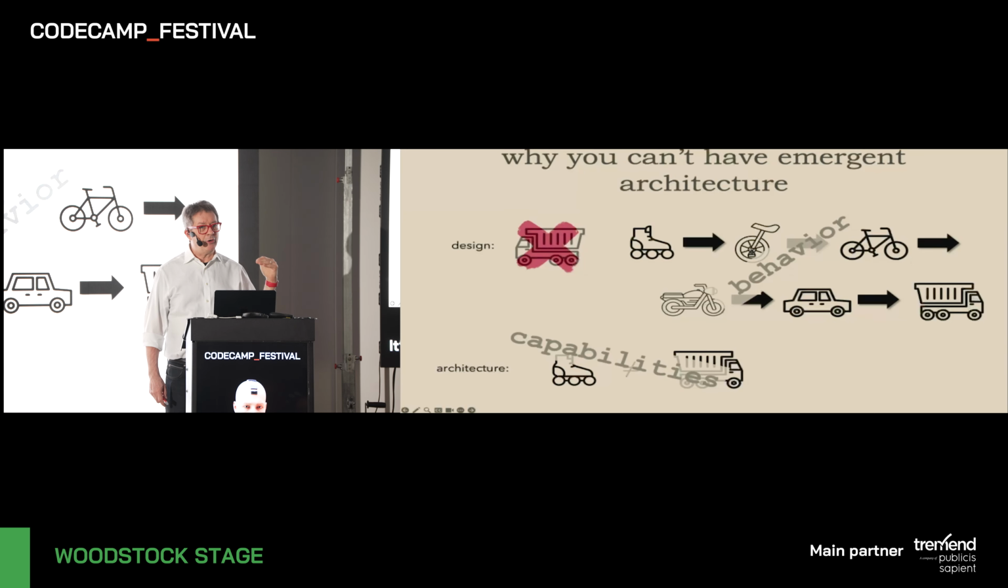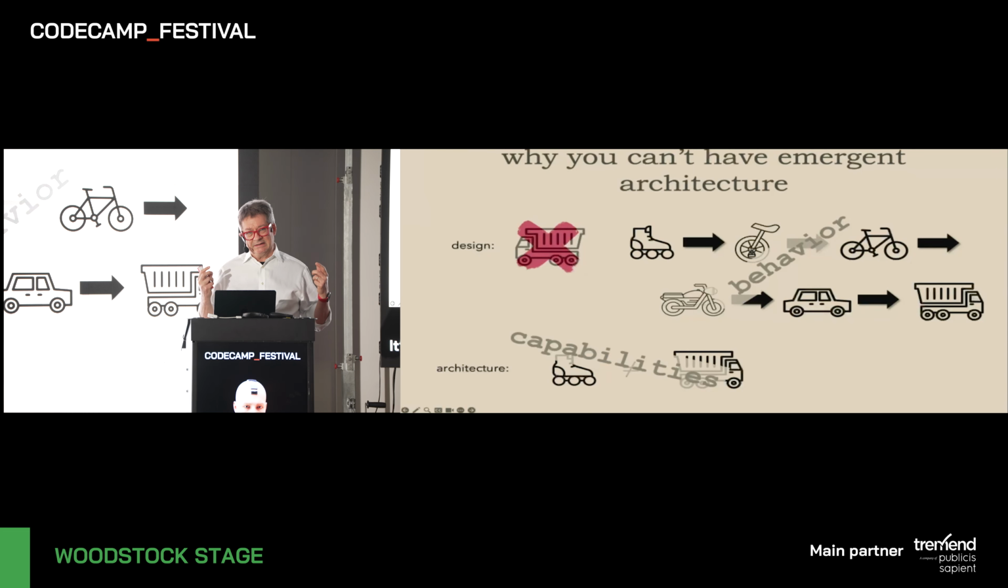And those are a lot harder to emerge than behavior, because behavior can sort of organically grow like a weed, but capabilities require planning. One of the things I say when people say, well, Agile means you don't really need architecture, it's like, well, it depends, like many things in architecture.